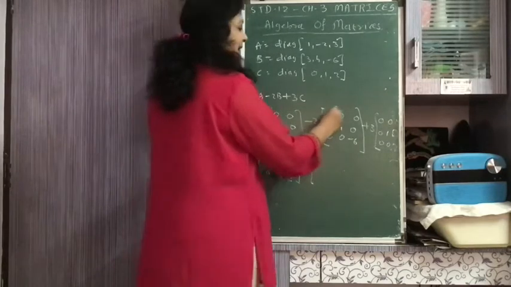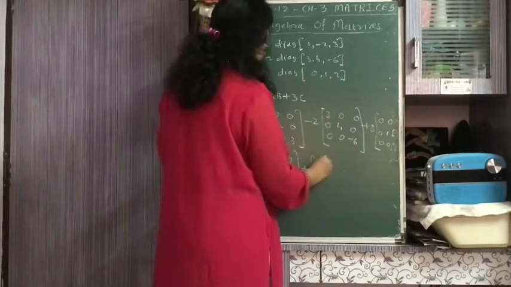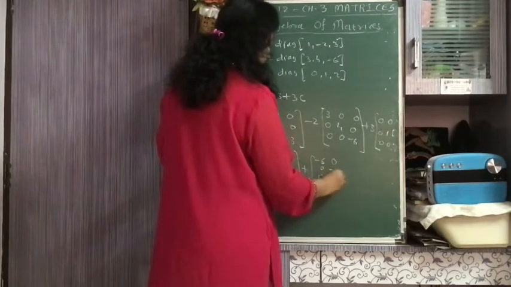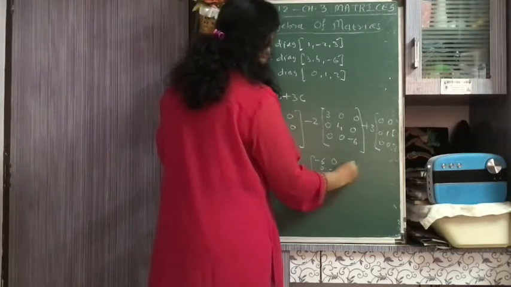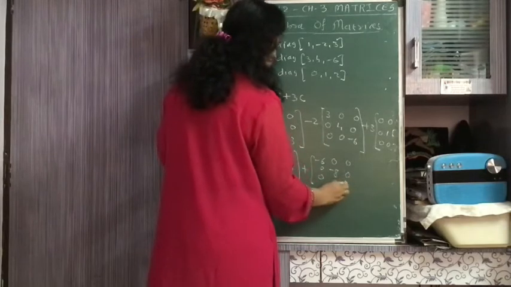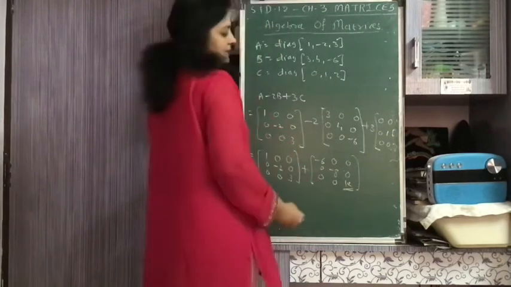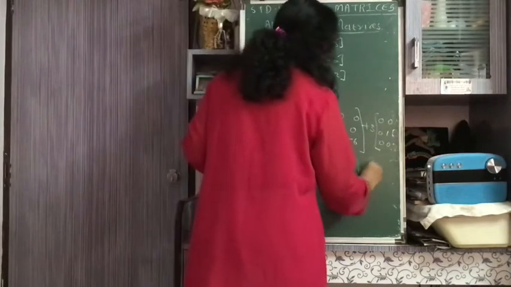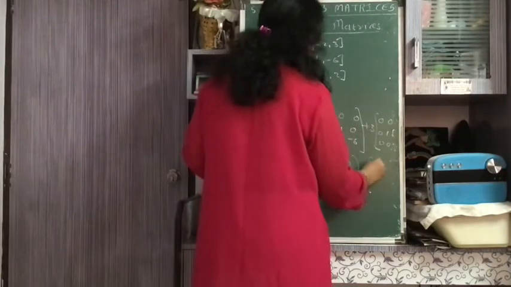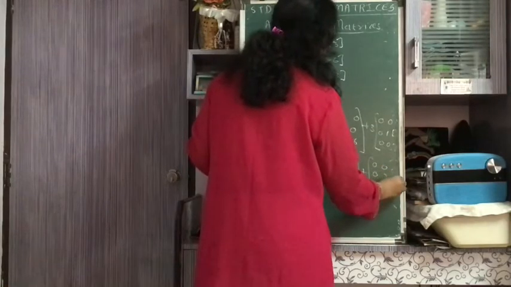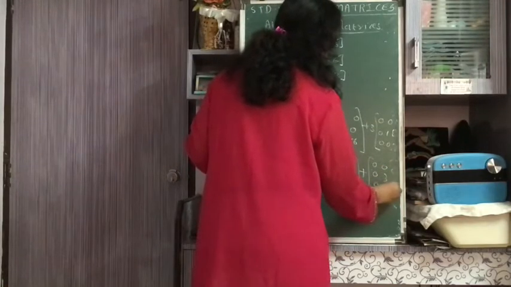Then I multiply minus 2 to each of these elements. So it is minus 6 0 0, 0 minus 8 0, 0 0 minus minus plus 12. Be careful student, this will be plus 12. Same way I multiply scalar 3 to each of the elements of C. So 0 0 0, 0 3 0, 0 0 6.